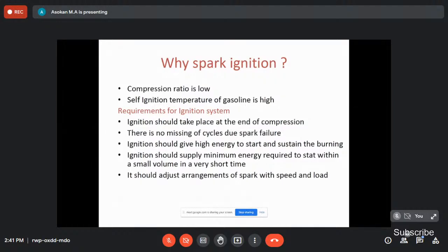The ignition should give you energy to start and sustain the burning. Ignition will supply the minimum energy required to start combustion within a small volume in a very short time. Because the spark plug is located there, the clearance volume is very small, so the ignition system must supply minimum energy in a short span of time. And we should adjust the arrangement of the spark source with speed and load conditions.